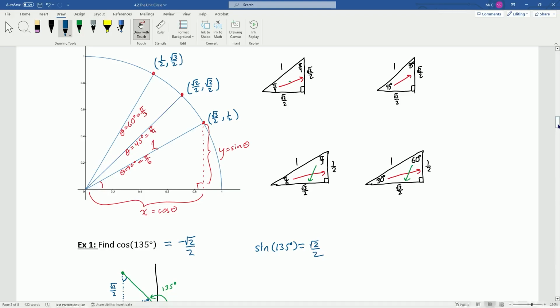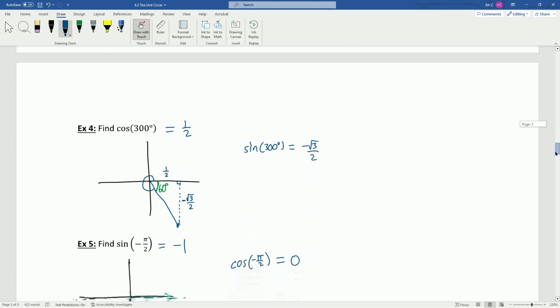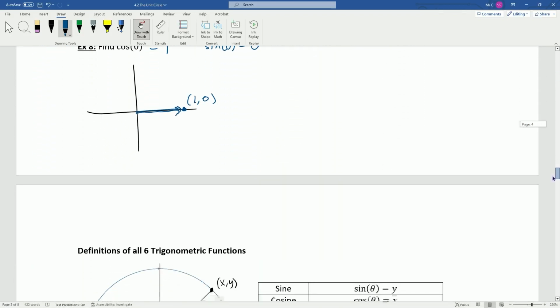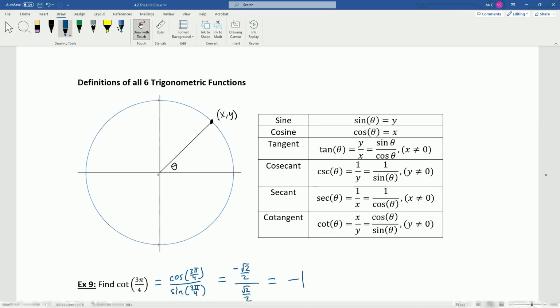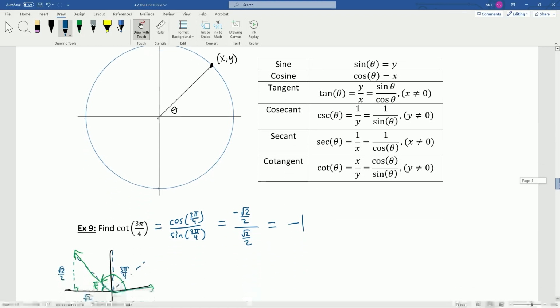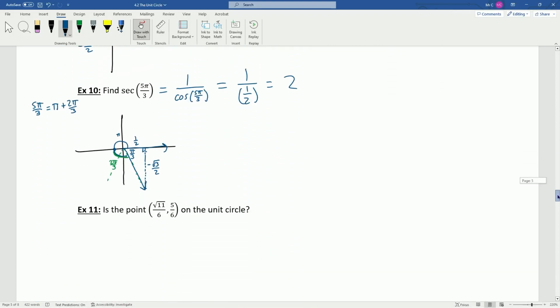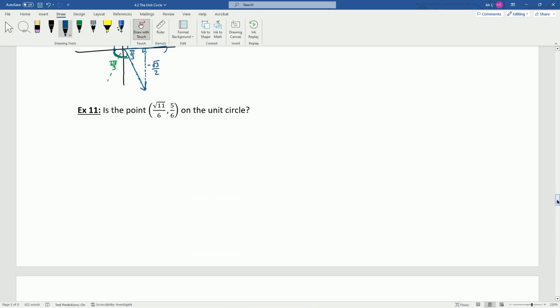Now, with all that being said, we're going to just take a look at a couple other types of problems here related to the unit circle. Because remember, the unit circle is all of the points, not just the ones related to these special angles that we typically deal with. So here, we're going to ask a simple question. Is the point square root of 11 over 6, 5/6 on the unit circle?